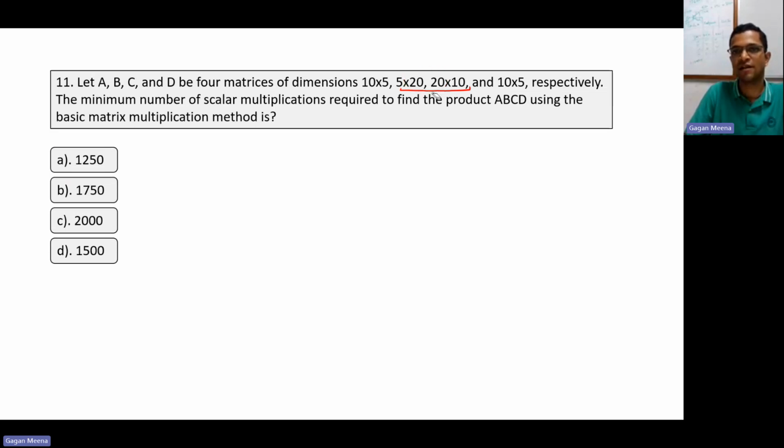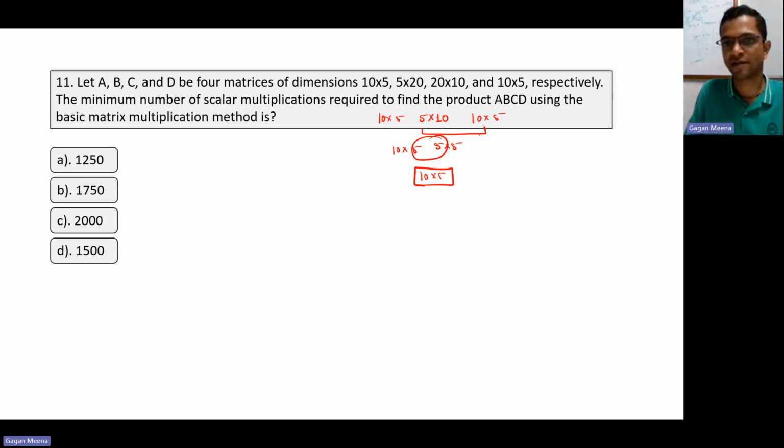Here we see the highest dimension is 20, which belongs to these two matrices B and C. If we multiply these two, the final output will be 5 cross 10. Now we have to see the highest common dimension, which is found here. Now, if you multiply these two, output will be 5 cross 5. Here it is 10 cross 5. Now this is the common. So finally we get a 10 cross 5 matrix.